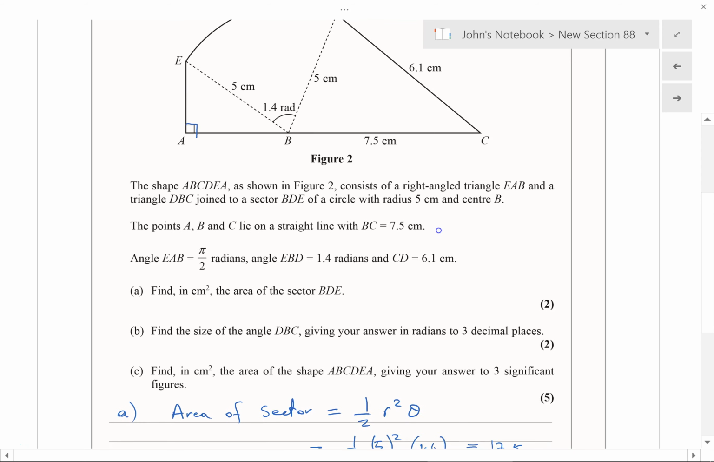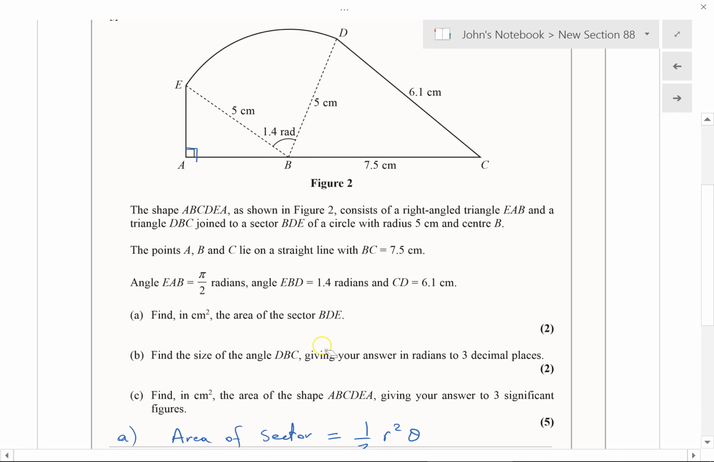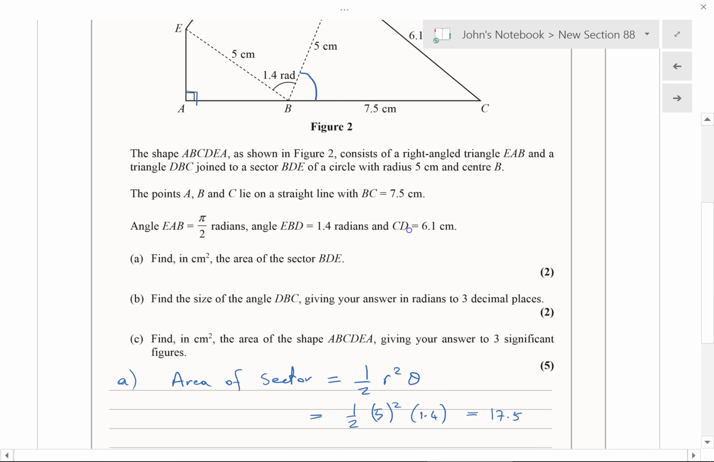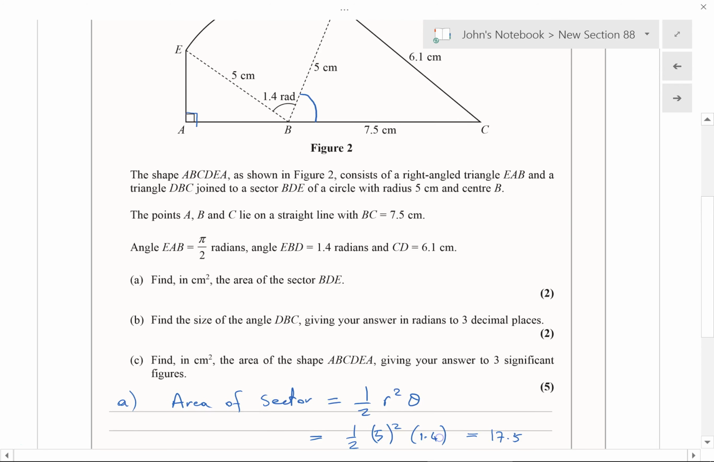Then it says the size of the angle DBC. DBC, this angle here. Right, okay. Well, I'd be inclined to use the cosine rule, which is given in the formula book.